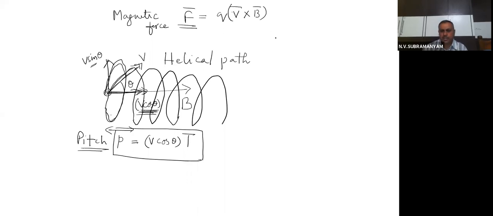So please remember, children, if theta is exactly 90 degrees, then the path of the charged particle will be a circular path. If theta is other than 90 degrees and not 0 also, then for any other angle theta other than 0, the path will be a helix. That is, a helical path will be there.